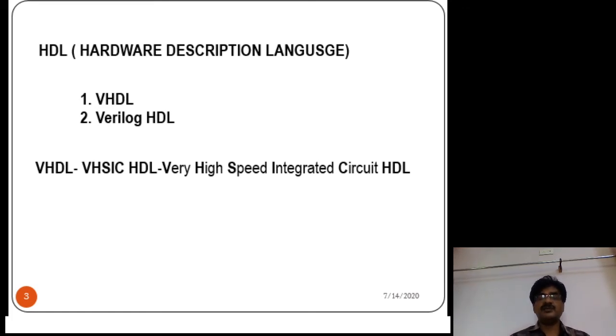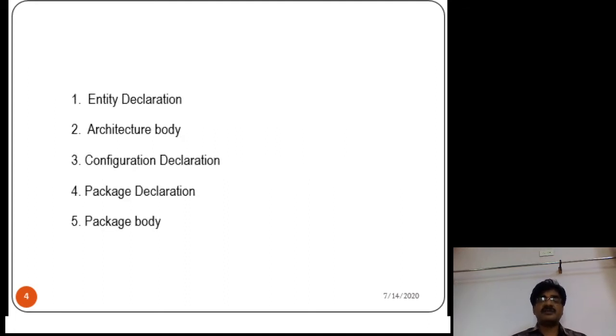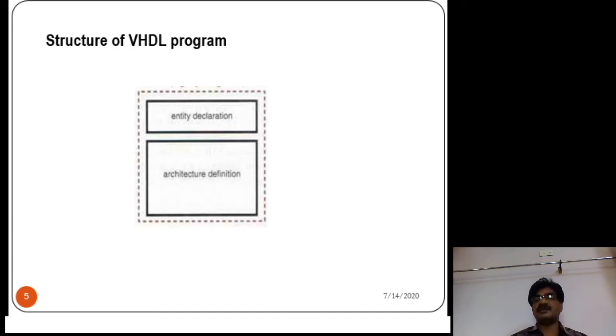Then coming to the programming structure or design units of this language. VHDL has 5 design units named entity declaration, architecture body, configuration declaration, package body and package declaration. Out of the 5 design units, to write a program in VHDL, the first two are enough. So you can see the programming structure appears like this. A minimum of 2 design units you have to use: entity declaration and architecture definition, or architecture body as you can also call it.